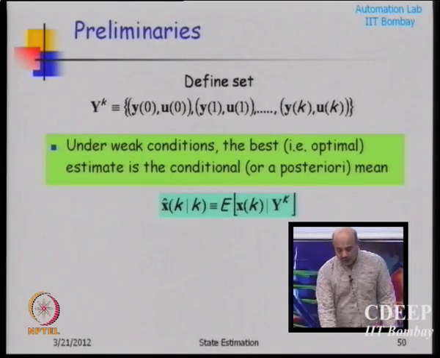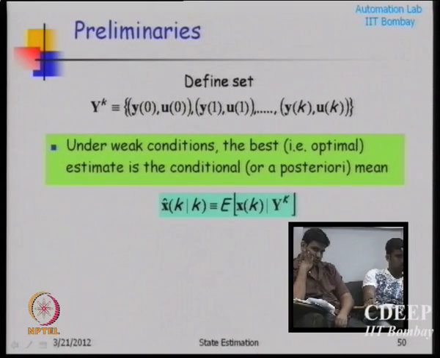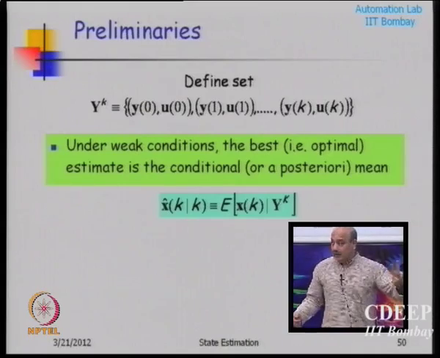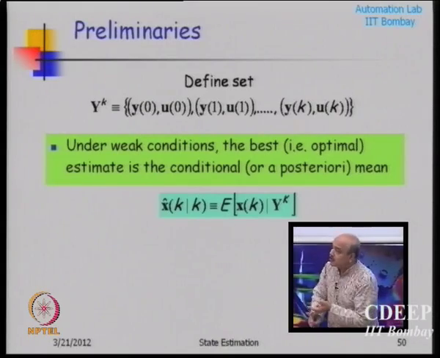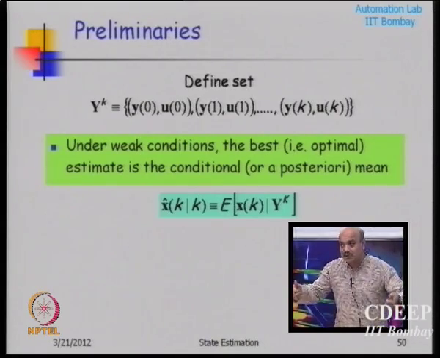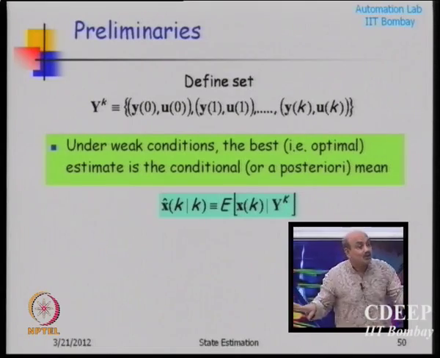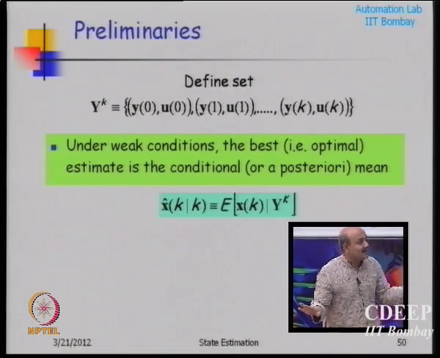So what I want to find out is that the estimate is a stochastic process. The estimate itself is a stochastic process. Differentiate between the two things. The true system dynamics is also a stochastic process. The estimate of x is another stochastic process. These are two different things.